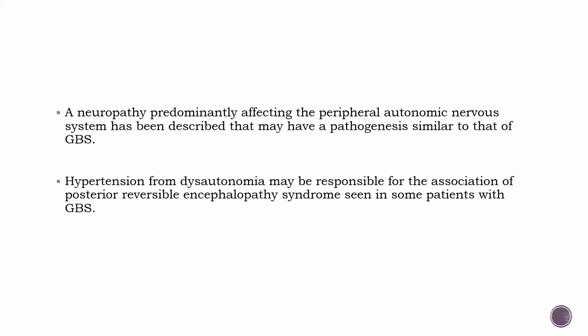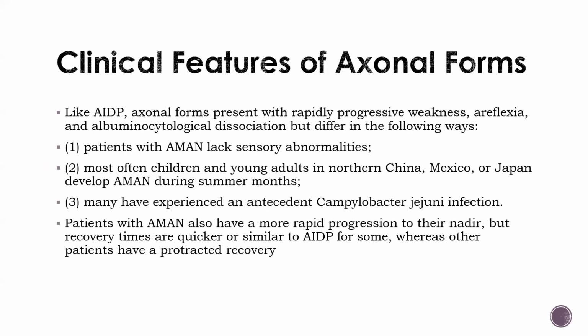The neuropathy predominantly affecting the peripheral autonomic nervous system has been described that may have pathogenesis similar to that of GBS. Hypertension from dysautonomia may be responsible for the association of posterior reversible encephalopathy syndrome seen in some patients with GBS. Now the clinical features of the axonal form.